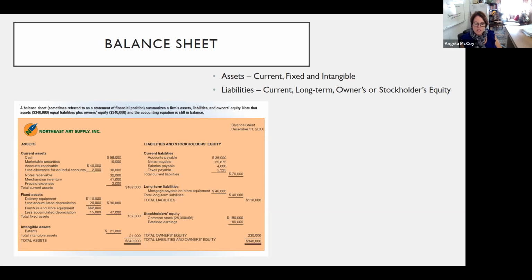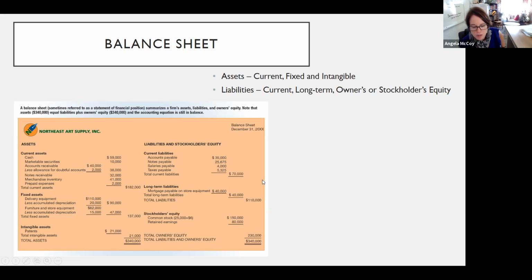Northeast Art also lists salaries payable and taxes payable as current liabilities. These are both expenses that have been incurred during the current accounting period, but will be paid out in the next accounting period. For Northeast Art, current liabilities equals $70,000.